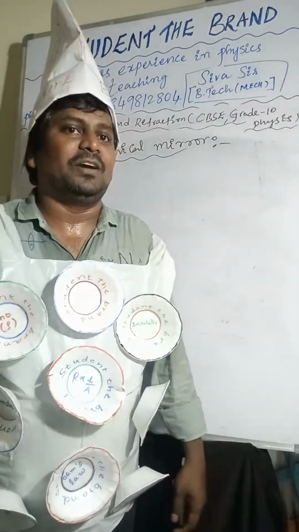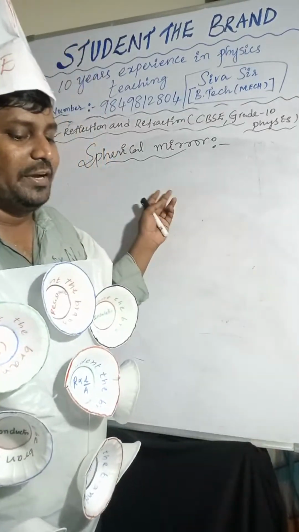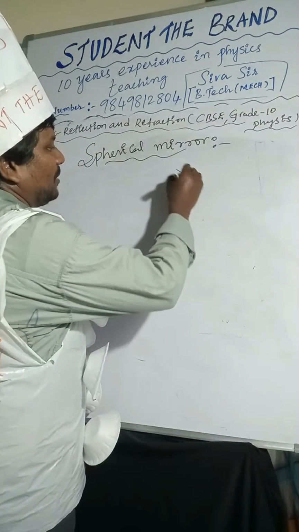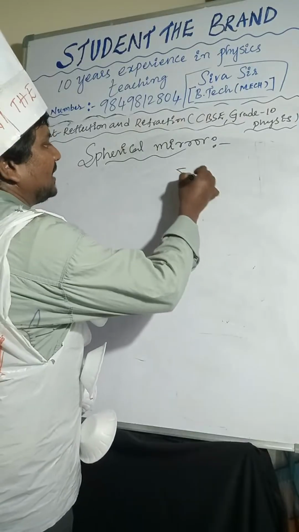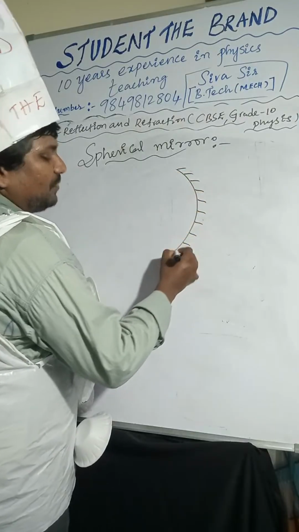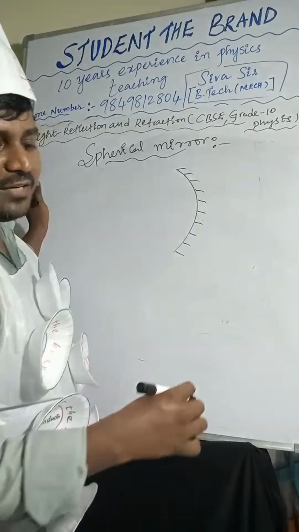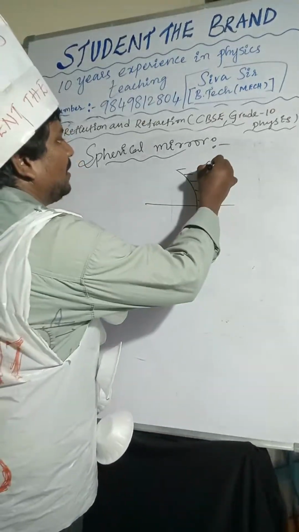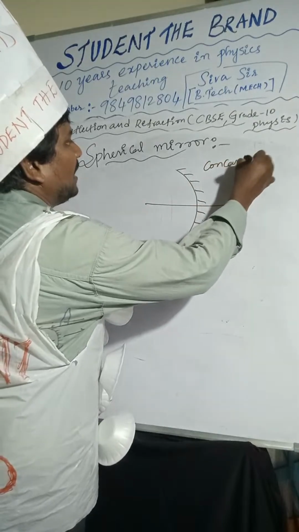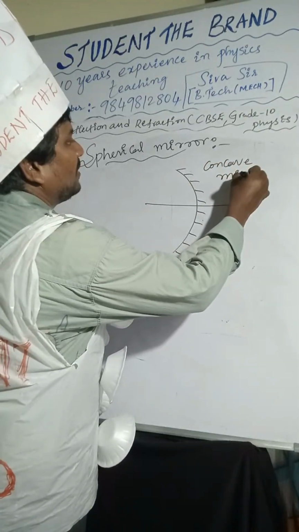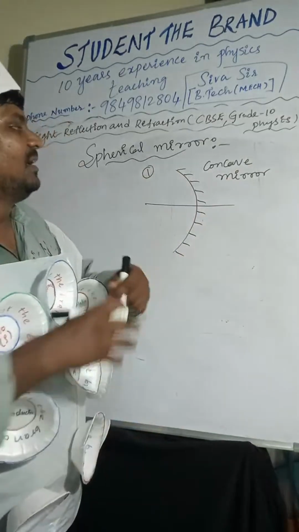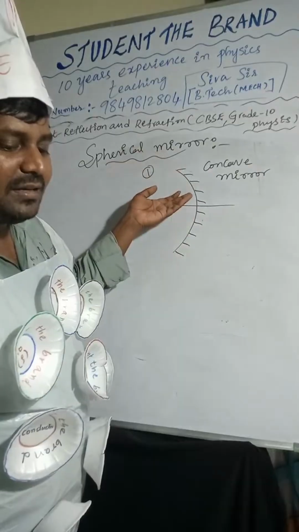Come to the point. Now I'm going to the discussion. The next topic is the spherical mirror, the mirror which is in the form of a curved surface. If the reflection takes place inward, that is called a concave mirror. Reflection takes place inward. That is known as a concave mirror.